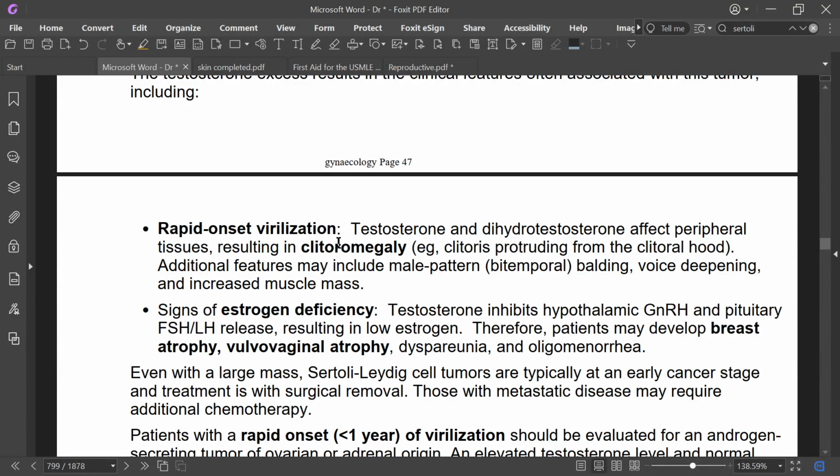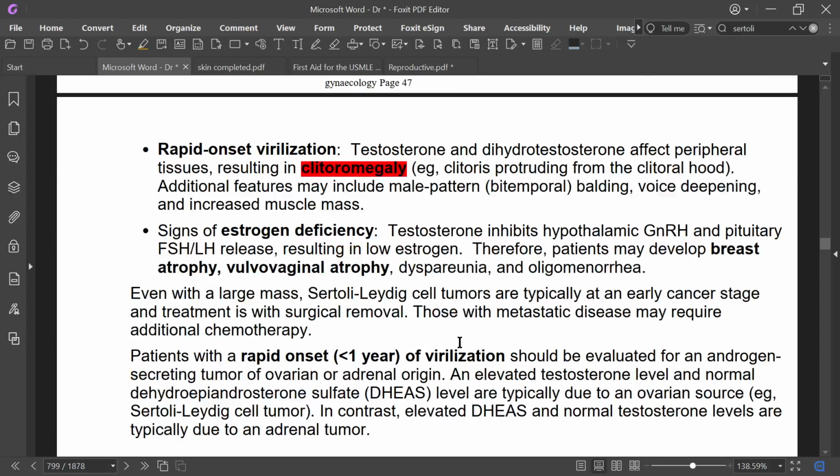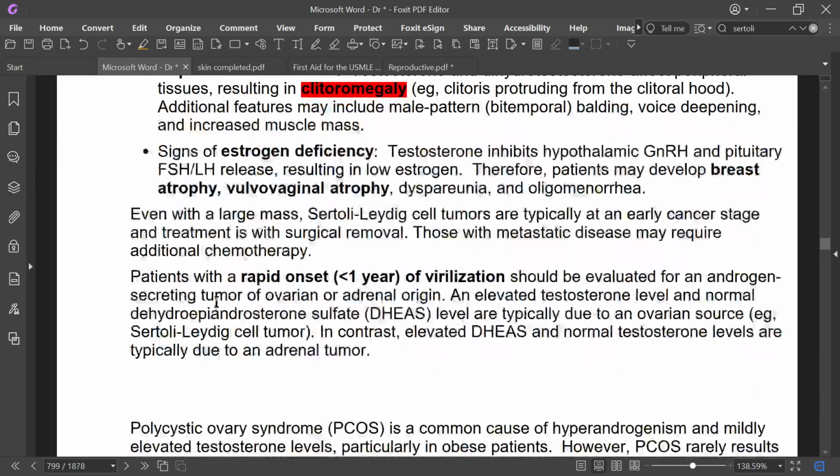Rapid onset virilization, clitoromegaly: testosterone and dihydrotestosterone affect the peripheral tissue, resulting in clitoromegaly. Signs of estrogen deficiency: testosterone inhibits hypothalamic gonadotropin releasing hormone and pituitary FSH-LH release, resulting in low estrogen. Therefore, patients may develop breast atrophy, vulvovaginal atrophy, dyspareunia, and oligomenorrhea. Patients with rapid onset, less than 1 year, of virilization should be evaluated for androgen secreting tumor of ovarian and adrenal origin.